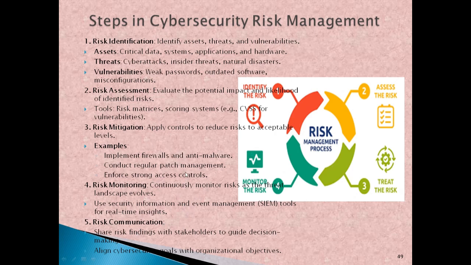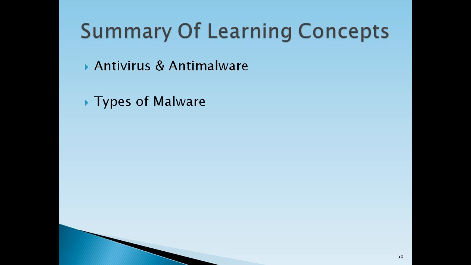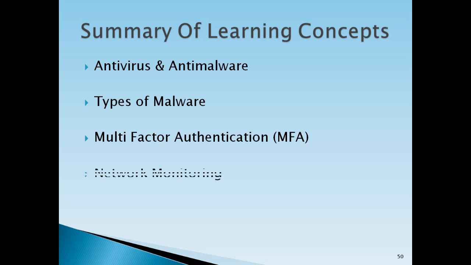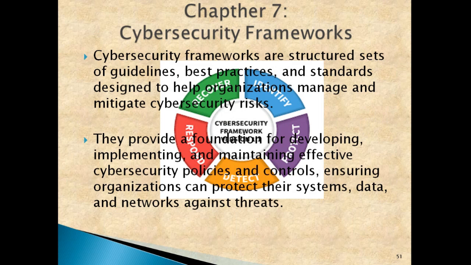So what is the summary of the learning concepts here? We've learned about antivirus and anti-malware, about types of malware. We've also learned about multi-factor authentication, what it is. We also learned about network monitoring. We also learned about risk management in this lesson. We're going to be moving on to chapter 7, which is cybersecurity frameworks.